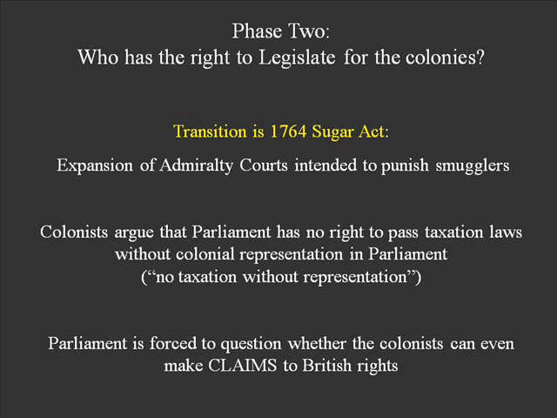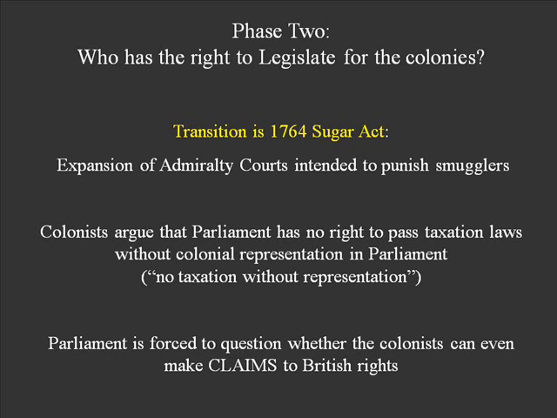So that's why the Sugar Act is such an important transition. This is where the businessmen get an opportunity to say, this isn't just going to hurt us, this is going to hurt everybody in the colonies. And there are a lot of colonists who agree, and their complaint grows and grows, and finally Parliament is going to have to take a stance on what to do about this. It's getting so large, sometimes violent, that Parliament can't just ignore it.